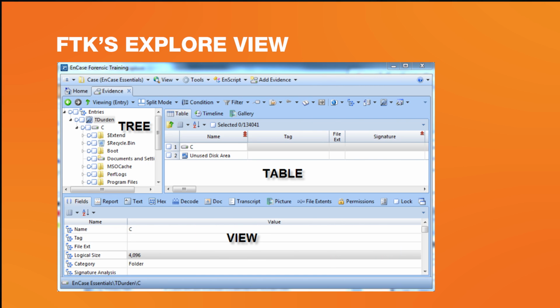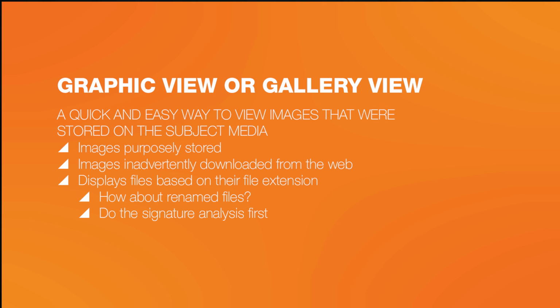FTK's Graphics tab and EnCase Forensic's Gallery View tab allow a quick and easy way to view images that are stored on the subject media. The shown images include both purposely stored images and images inadvertently downloaded from the web. Please be aware that the display is based on file extension, which means if a picture is renamed to text and a signature analysis has not yet been performed, this picture will not be shown in EnCase's gallery view, since EnCase does not pre-process evidence. Therefore, investigators should always perform signature analysis before graphics analysis.